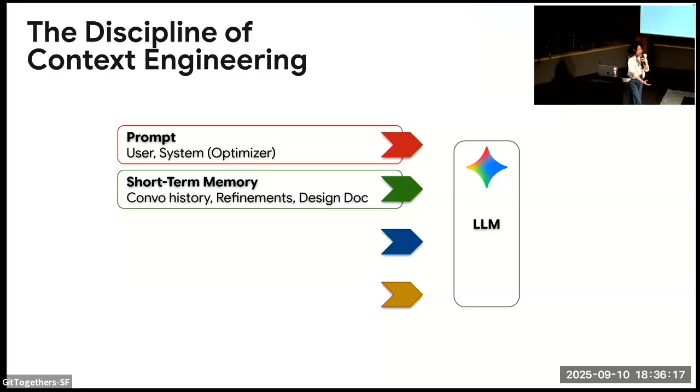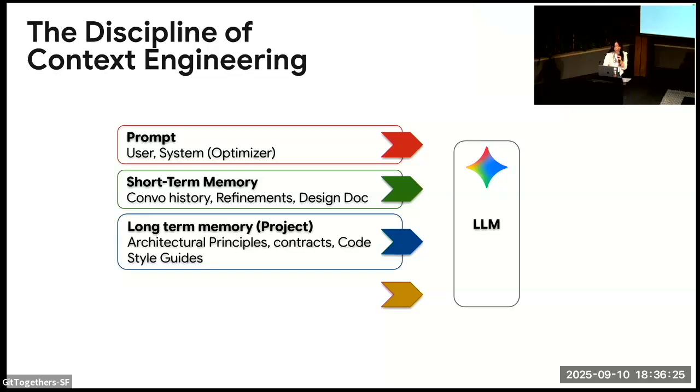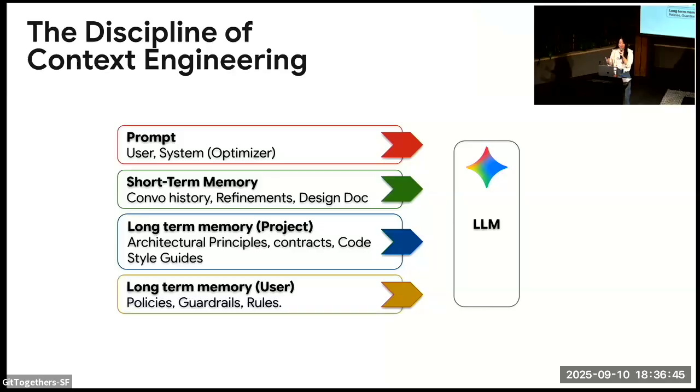The discipline is, first, optimize your prompt. Then the short-term memory is my conversation, one single thread talking to the model, and you need to be smart about that. Also the long-term memory: you can put a code style guide, architecture principles, or technical documents for the project, and you can also put policies or guardrails at the user level as long-term memory. So I'm going to show you how.